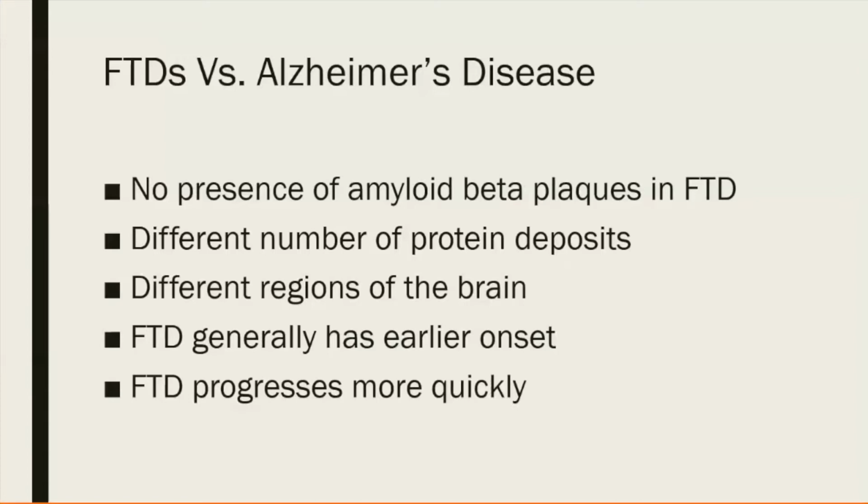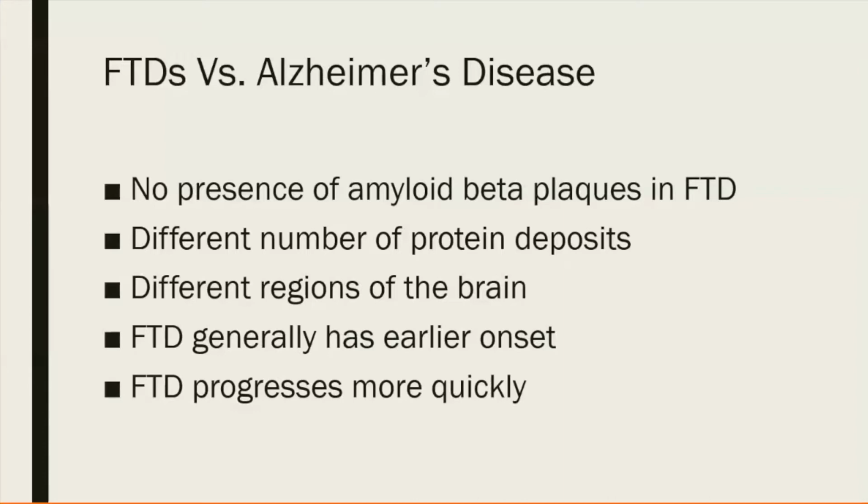Alzheimer's disease starts being more common in people's late 60s, but that incidence rate increases as people get older as well. FTD also progresses more quickly. Like I mentioned earlier, there's a plateau phase, but generally FTD has a shorter duration than Alzheimer's disease, and so it becomes terminal more quickly.